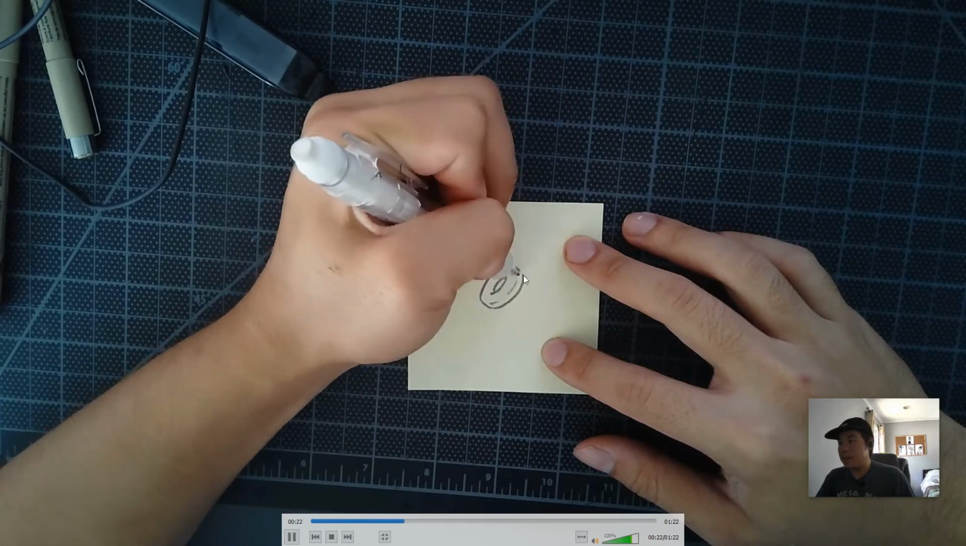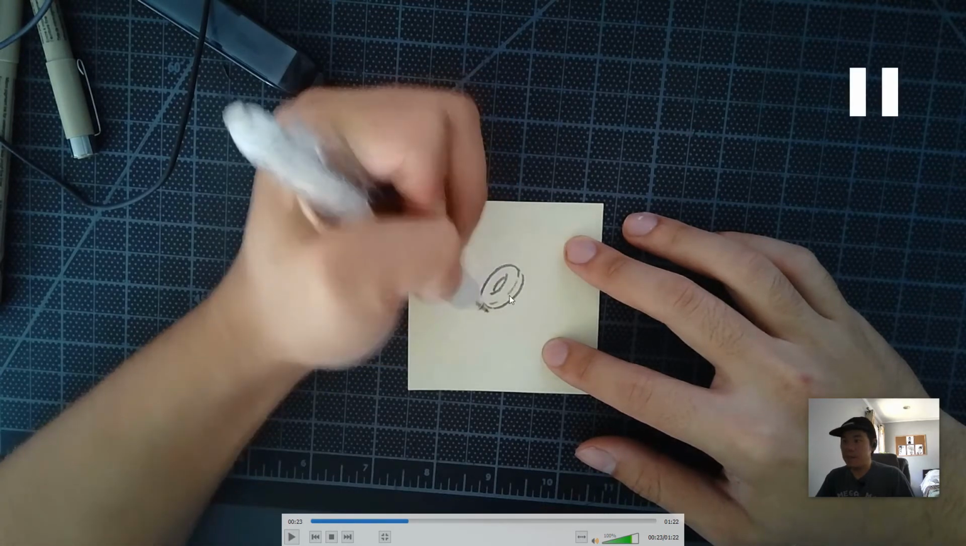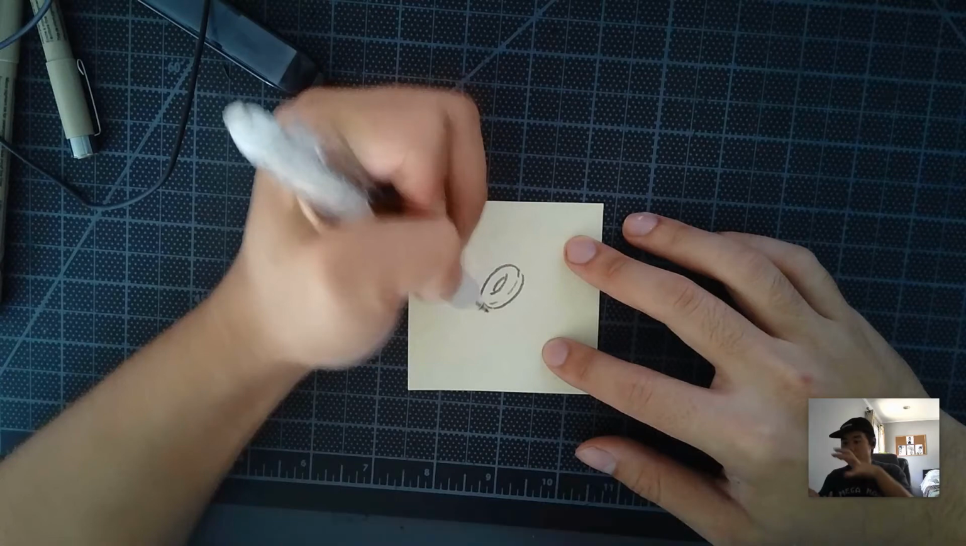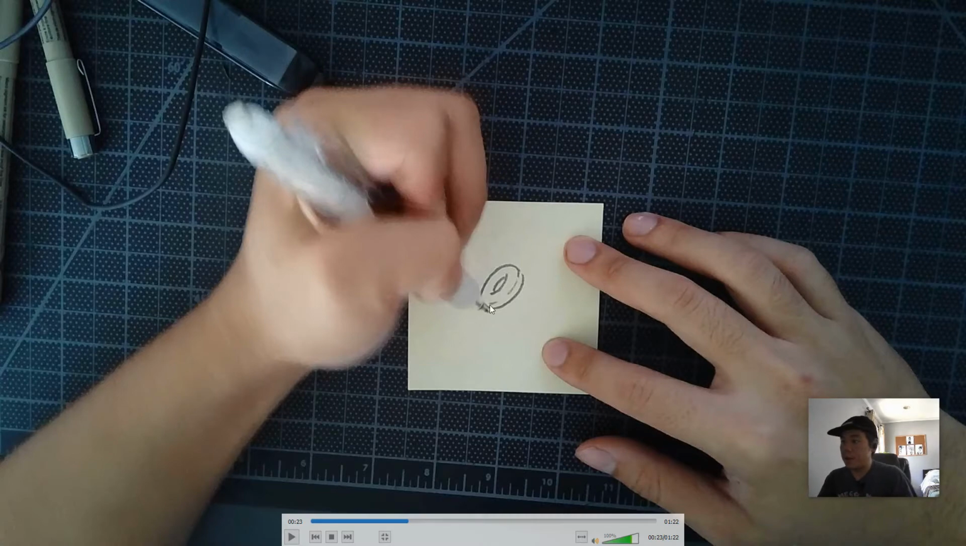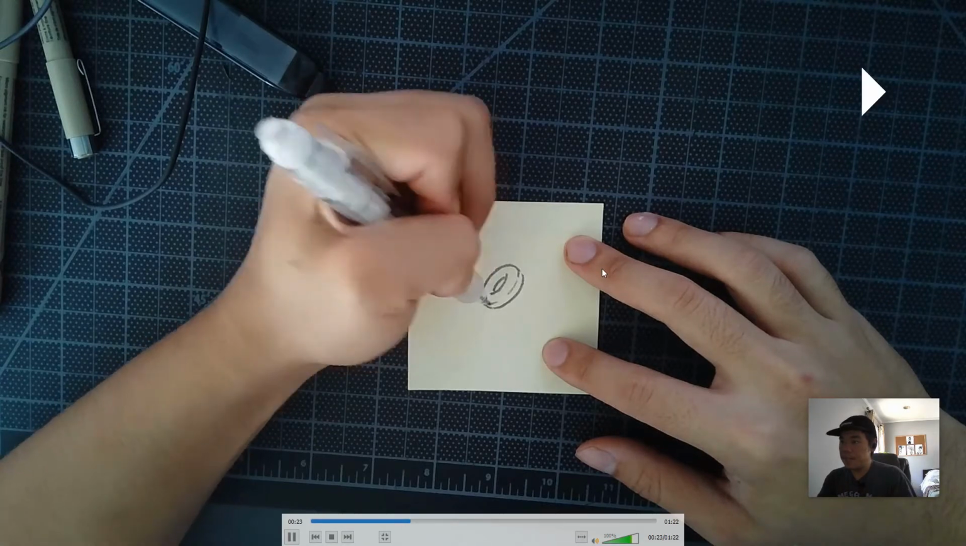Then I like to add these three little lines here, because if you look at a donut, the top part, the part of the donut that everyone usually sees with the glaze on it, is usually a little bit bigger than the bottom part, and it leaves a little bit of a lip. So that's why I have these lines here. It makes it look more three-dimensional.